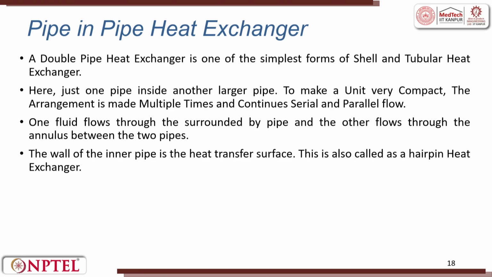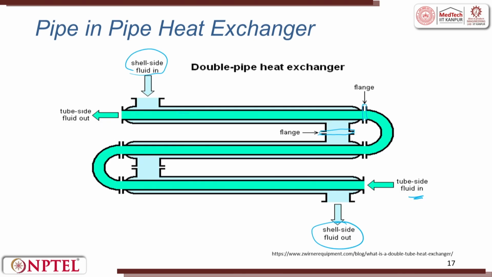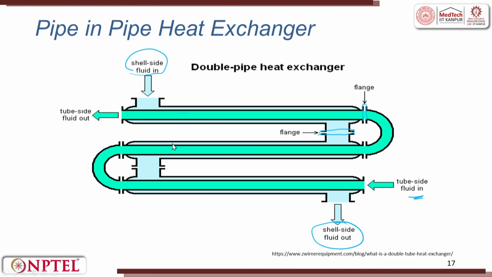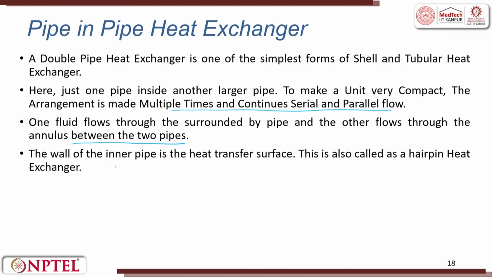The double pipe heat exchanger is one of the simplest forms of shell and tube heat exchanger. Here there is just one pipe inside another large pipe. To make a unit very compact, the arrangement is made multiple times in continuous series and parallel flow. One fluid flows through the inner pipe and the other flows through the annulus between the two pipes. So, the wall of the inner pipe is the heat transfer surface.